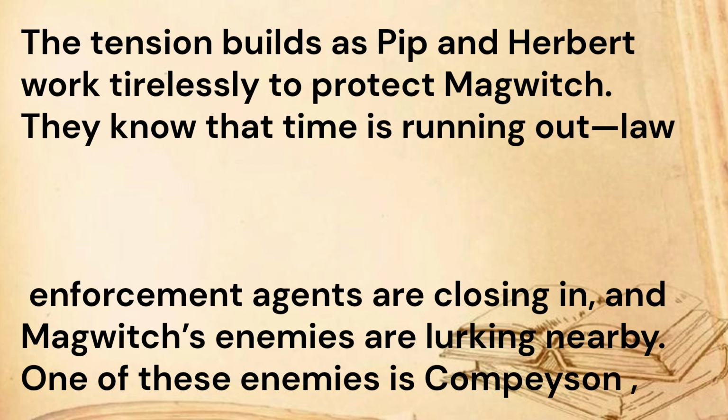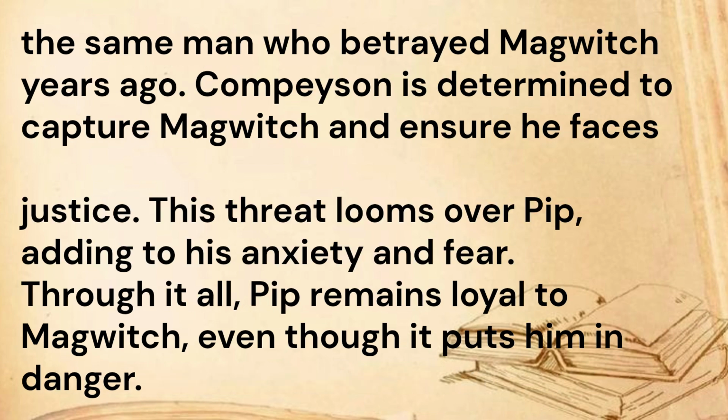compassionate. The tension builds as Pip and Herbert work tirelessly to protect Magwitch. They know that time is running out. Law enforcement agents are closing in, and Magwitch's enemies are lurking nearby. One of these enemies is Compeyson, the same man who betrayed Magwitch years ago. Compeyson is determined to capture Magwitch and ensure he faces justice. This threat looms over Pip, adding to his anxiety and fear.